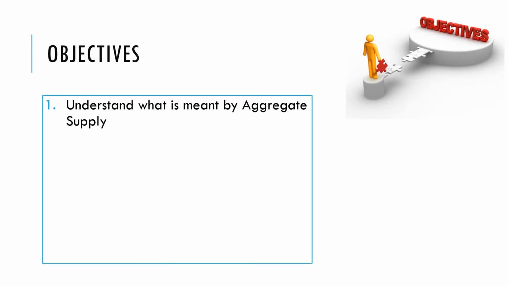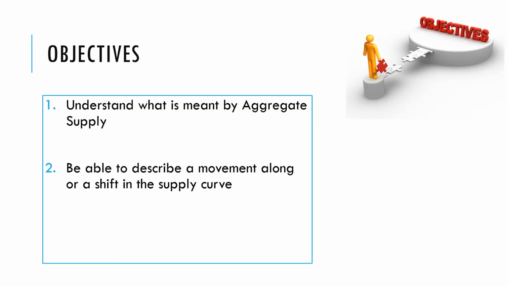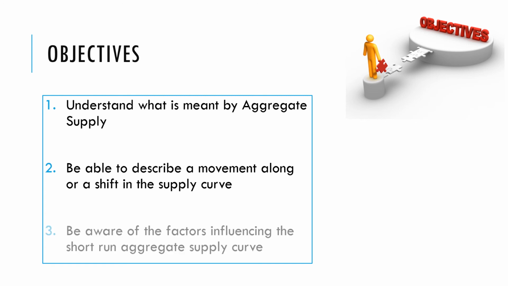So in this video, we've looked at what is meant by aggregate supply. We've looked at movements along versus shifts in the aggregate supply curve, and finally looked at some factors that influence the short-run aggregate supply curve.